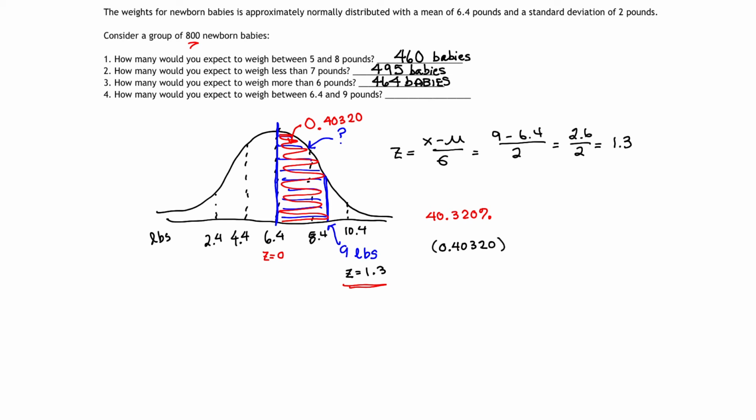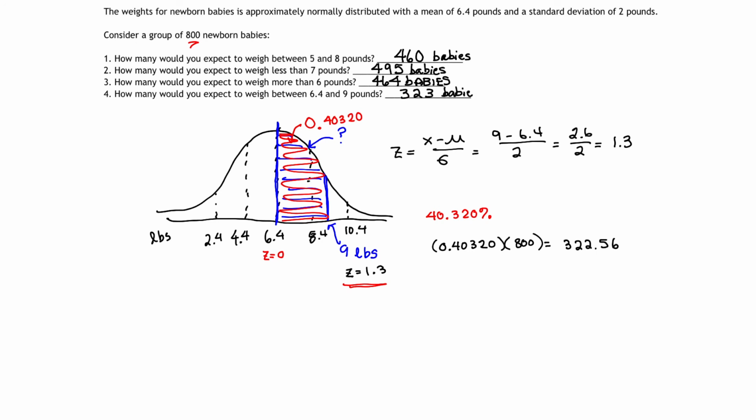times 800. So I'm taking 0.40320, multiplying it times 800, and that's giving me 322.56. Round those babies up, so we have 323 babies that we would expect to weigh between 6.4 and 9 pounds. That's it.